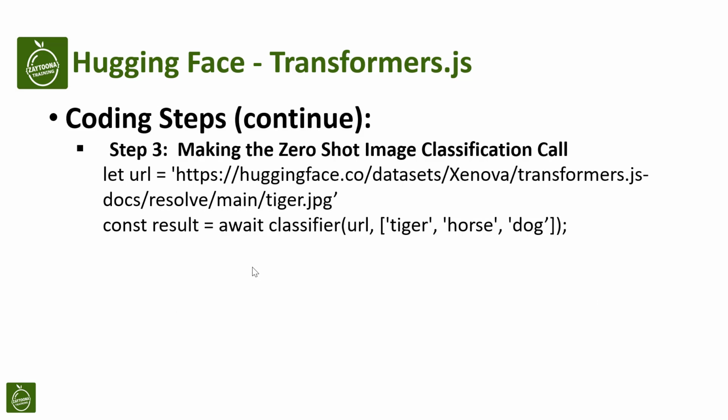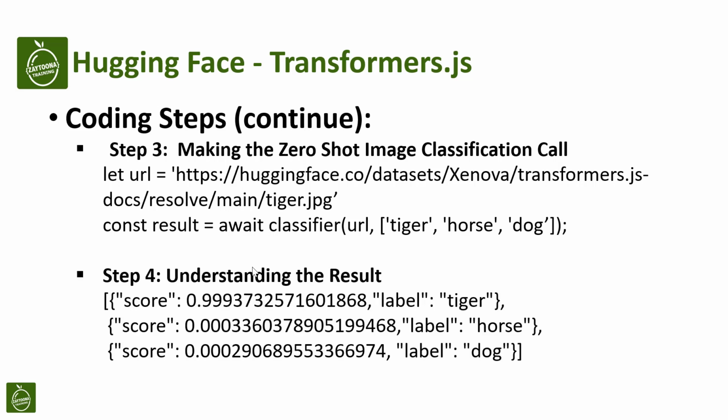Now it's time to ask our classifier a question. We provide it with the image of interest. Here it is a link to a tiger picture. We are also curious to know how well it matches with the three labels: tiger, horse, and dog. Here is what our classifier thinks. It's pretty confident that the image is a tiger, giving it a score of close to 1. The other options, horse and dog, have significantly lower scores, meaning they are less likely.